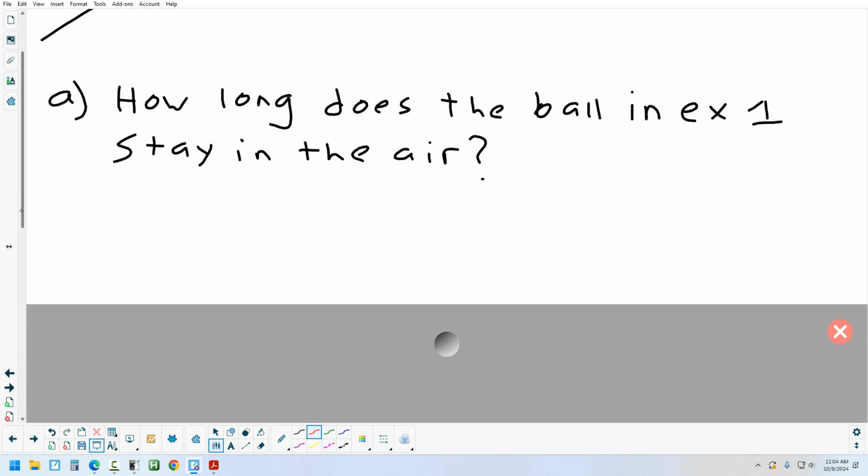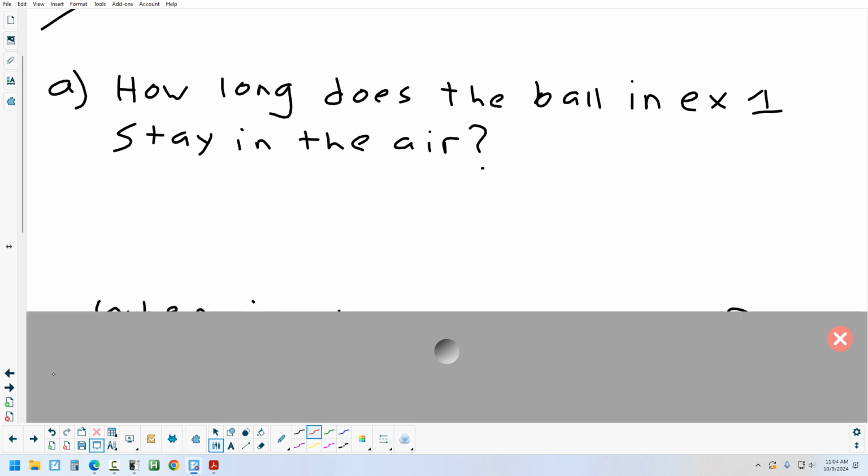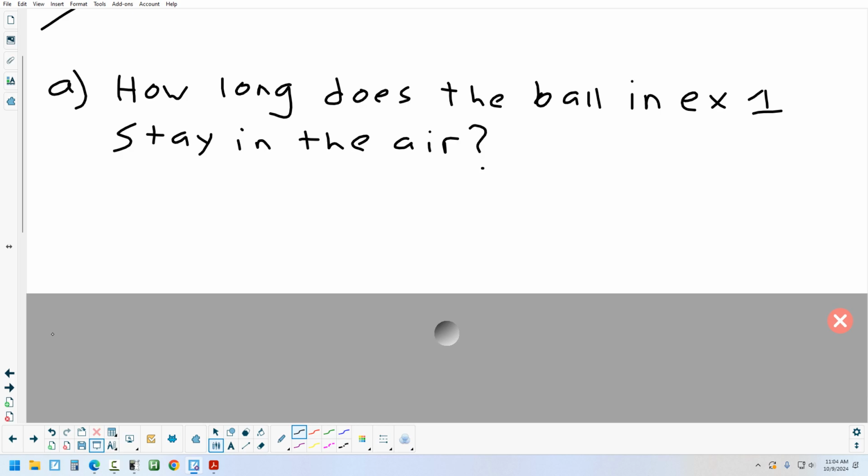Okay. Let's look at another one. So this is the same data as the first problem. So it's same numbers. How long is the ball in the air? We got to think about that in terms of the height of the ball, because that's the only formula we have. What do we know about the height of the ball if it is in the air? It's above 0. So that's the question they want us to solve. When is the height above 0?